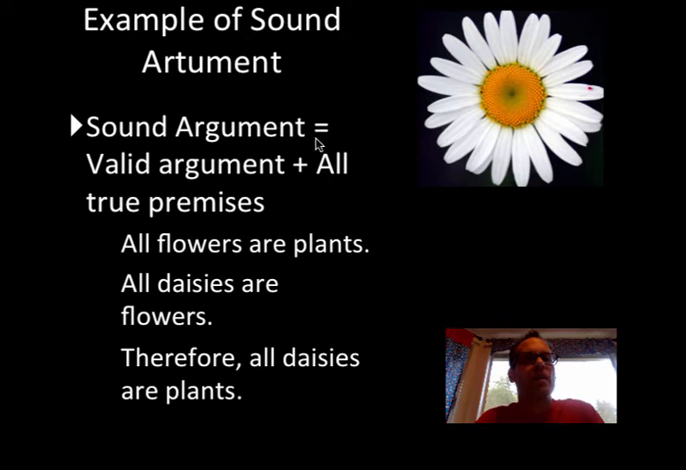Okay, a sound argument is one where you have a valid argument and all true premises. So this is an unequivocal example of a sound argument. All flowers are plants, all daisies are flowers, therefore all daisies are plants. In other words, if these two claims are true, then 3 has to be true, right? Because all flowers are plants, all daisies are flowers, so all daisies would have to be plants. And that's correct. In other words, if these two things are true, then the conclusion has to follow. And it turns out that these two things are actually true. The premises are actually true. All flowers are plants and all daisies are flowers.